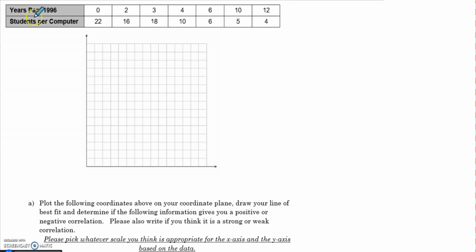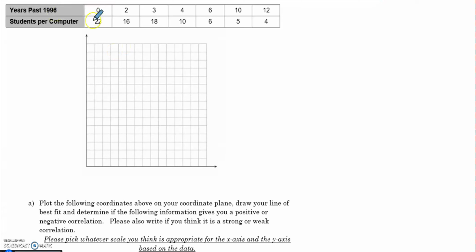So what we're dealing with is years past 1996, and how many students per computer there were. Notice, in 1996, when computers were really becoming a new thing in the classrooms, pretty much when I was in elementary school, there were only like 4 computers in the whole school. So it's amazing how times have changed.